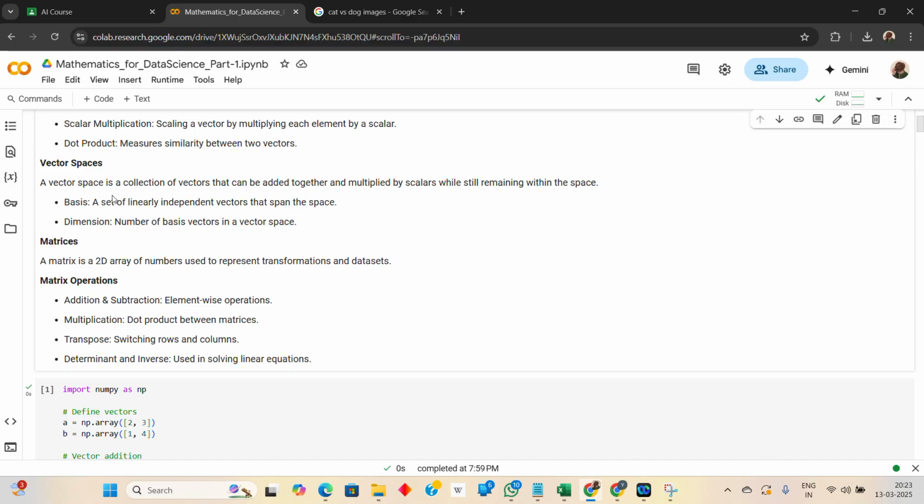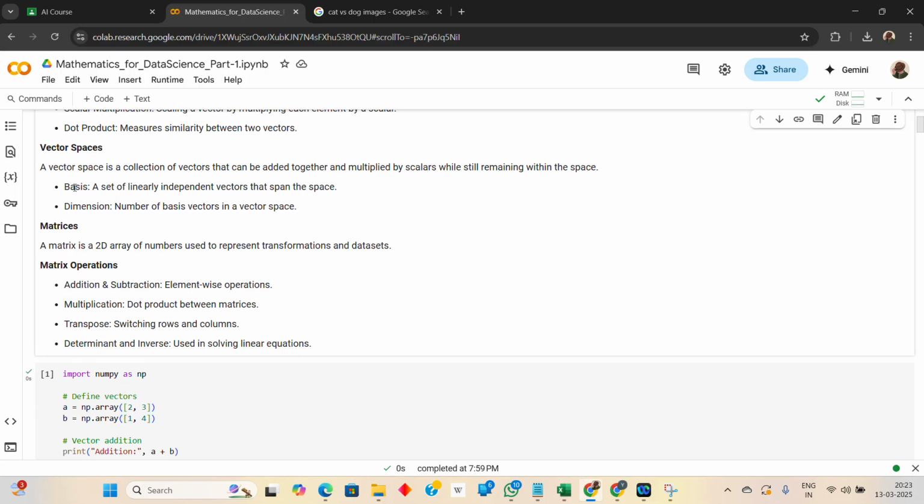A vector space is something like a collection of vectors that can be added together and multiplied by scalars, while still remaining within the space. And here we have to understand two concepts: basis vectors and dimensions. What is basis? Basis is very easy to understand. It is a set of linearly independent vectors that span the space, I mean that contain the space. In class 10 or plus 1, plus 2, you might have heard about a system of linear equations, right? All such things we collect in matrices. Such things can be called vectors and vector spaces and all.